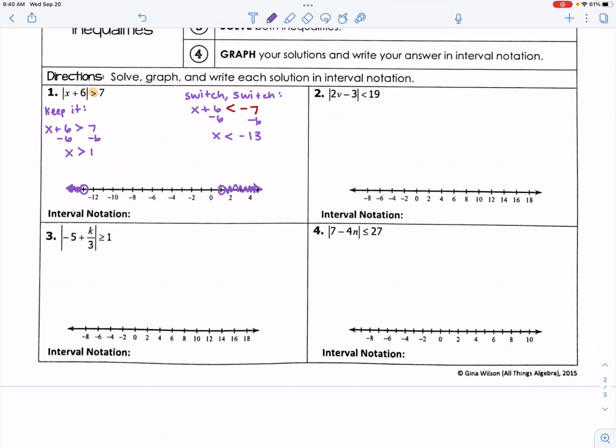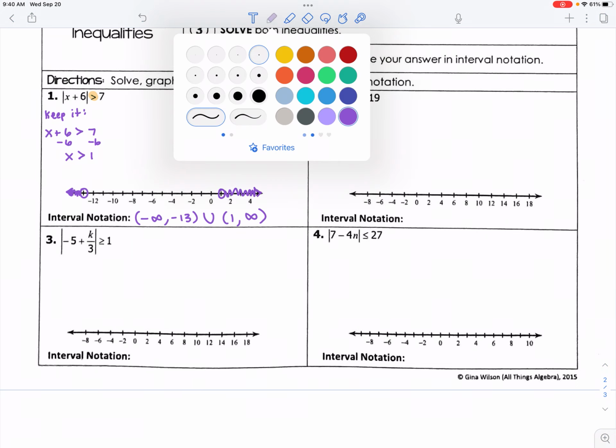So my interval notation will be from negative infinity to negative 13, not included, in union with 1 to positive infinity. And again, that 1 is not included. Number 2.